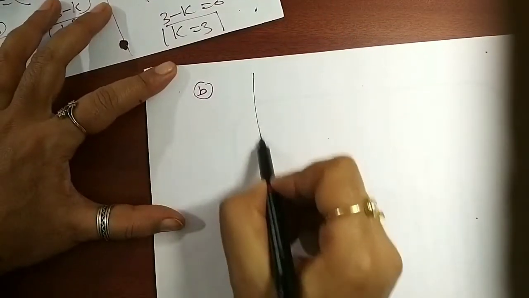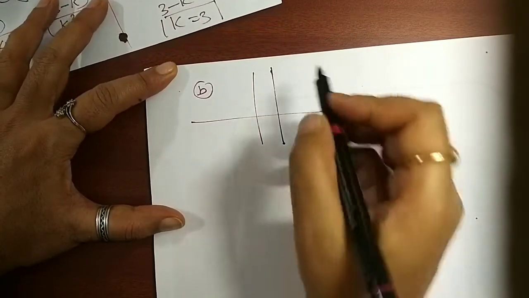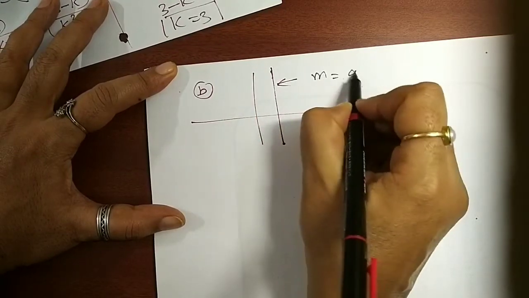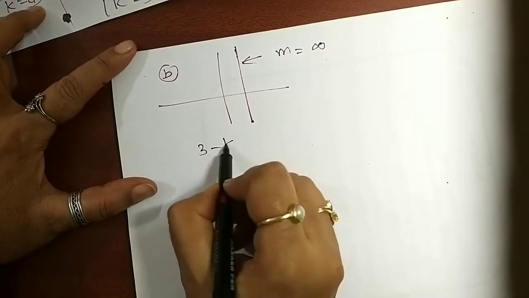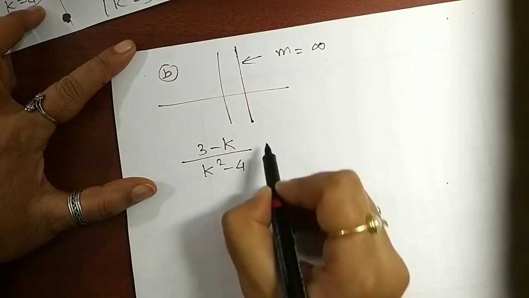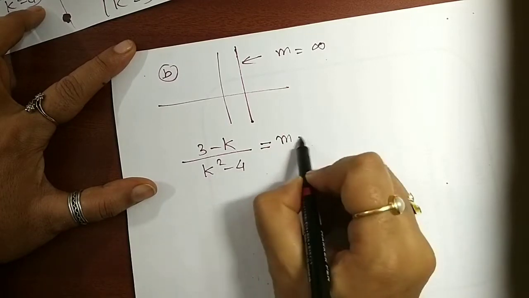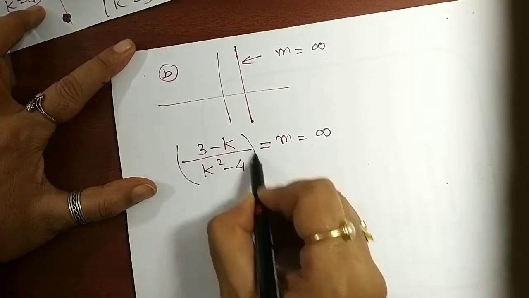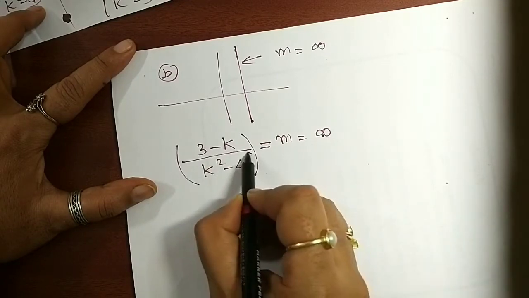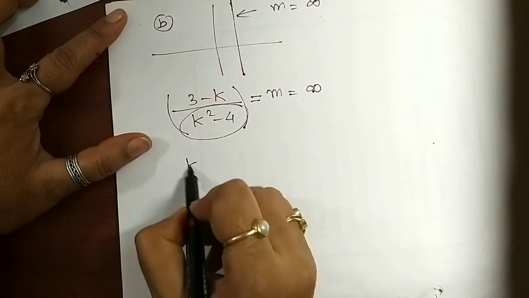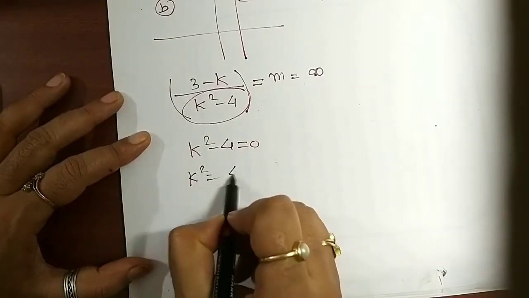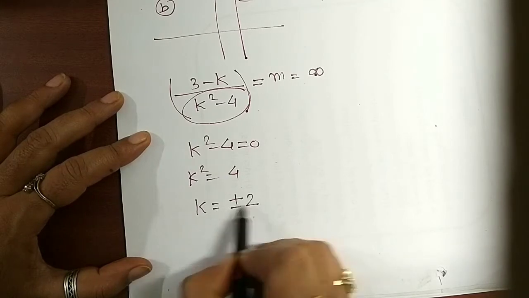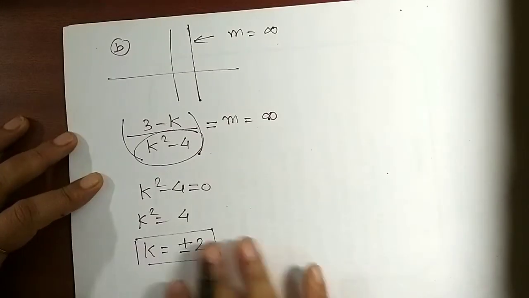Now for b part, they are saying it is parallel to y-axis. Parallel to y-axis means m should be infinity. Okay. So what is my slope equation I got was 3 minus k by k square minus 4. This should be infinity. Any expression is infinity if denominator is 0. So that means k square minus 4 should be 0. So that means k square is 4, which means k is plus minus 2. So b part is done.